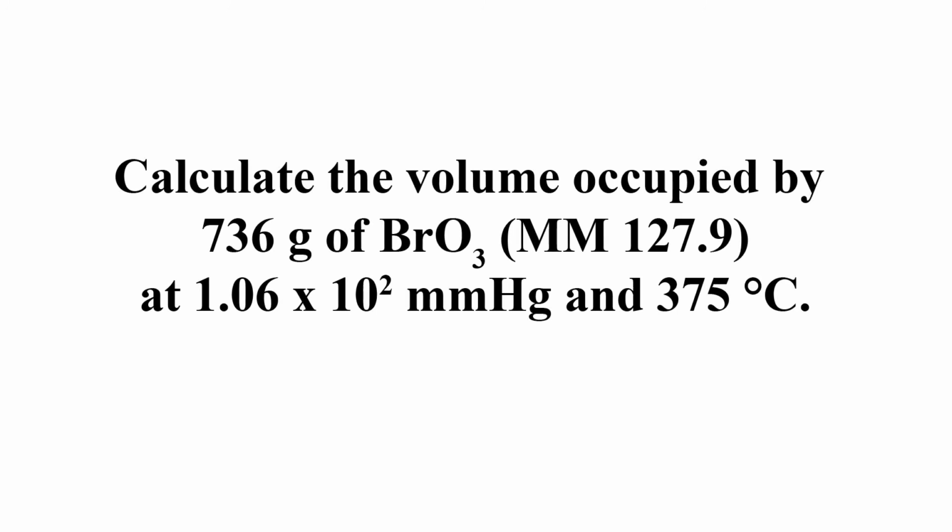Calculate the volume occupied by 736 grams of bromate, which has a molar mass of 127.9, at 1.06 times 10 to the negative 2 millimeters of mercury and 375 degrees Celsius. You may notice that the number of moles of this gas is missing. However, since we have mass and molar mass, we can calculate the number of moles present or simply place the ratio instead of the number of moles in the equation.